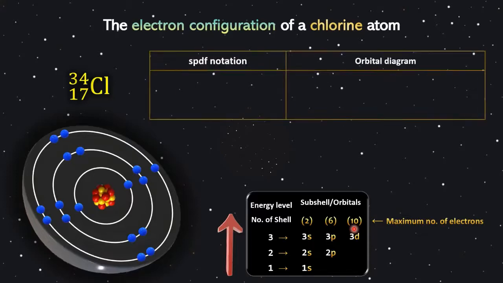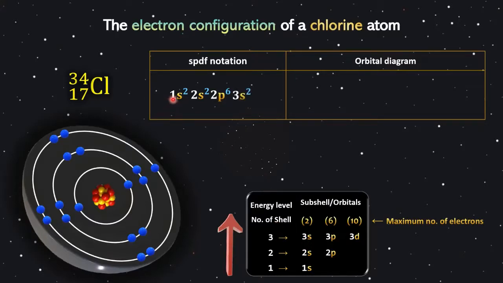Now, if we are to illustrate the electron configuration of chlorine using the SPDF notation method or the orbital diagram, this is how we illustrate them. For the first shell, take note, we have only the S subshell, and the exponent is the number of electrons. The coefficient will be the number of the shell or energy level. That's why 1s2, 2s2, 2p6. And on the third, we have 3s2.